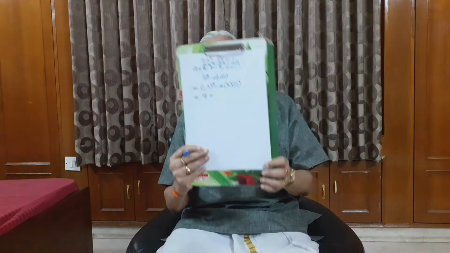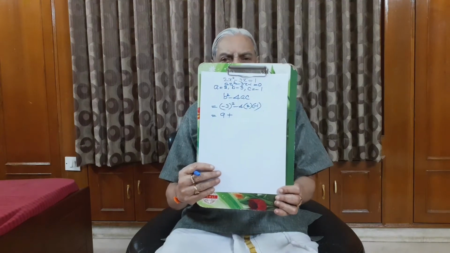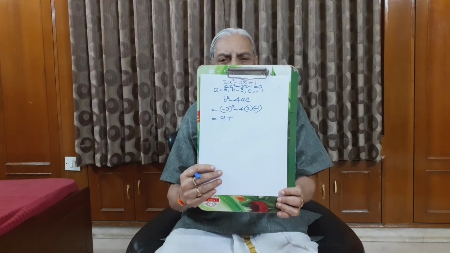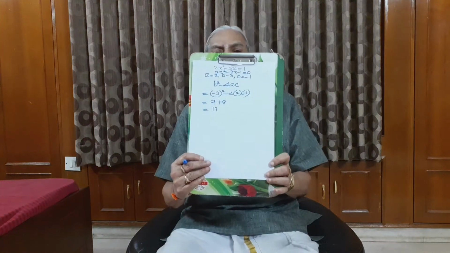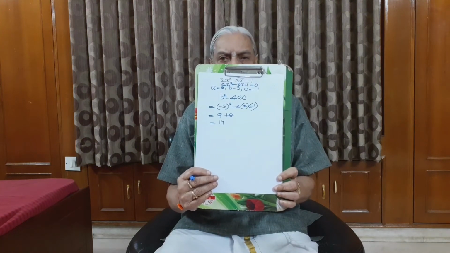Simplify. What is minus 3 the whole square? It is plus 9. And then once again, minus 4 into 2 into minus 1 means minus into minus is plus, 4 into 2 is 8. 9 plus 8, what will it become equal to? What is 9 plus 8? It is 17. So 17 is a positive integer.